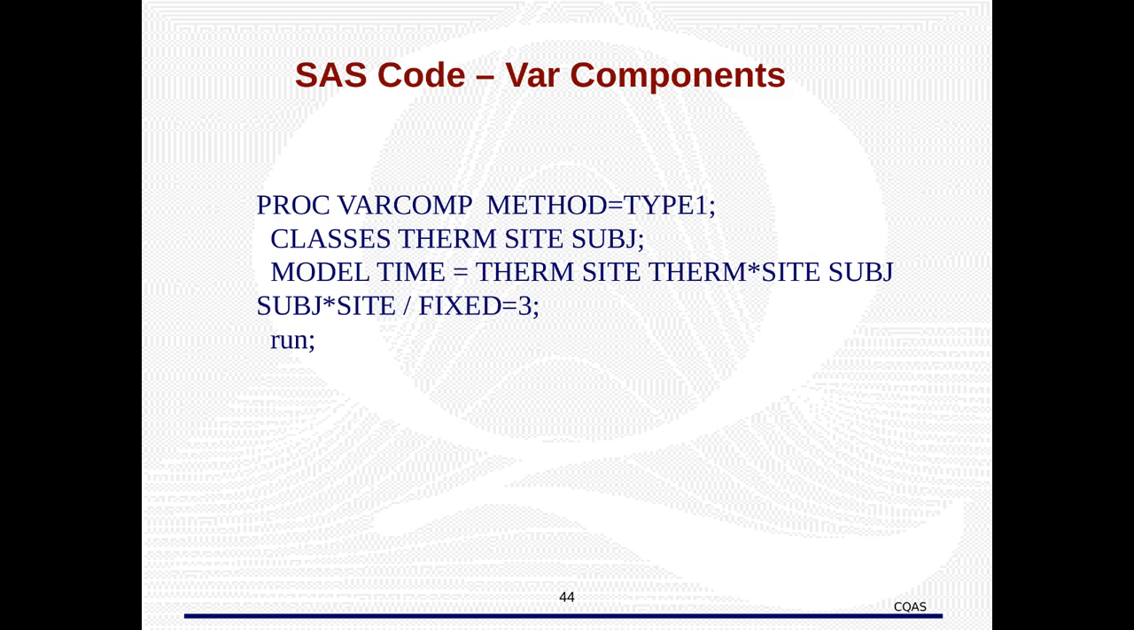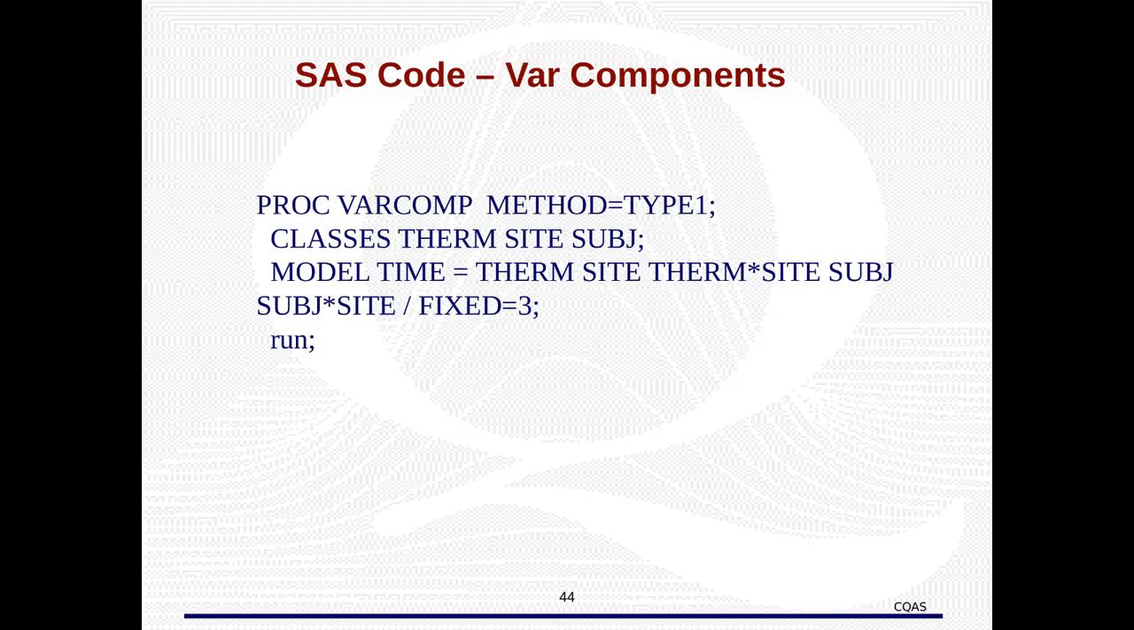Here, we're specifying that the method should be type 1, which is a common approach for estimating variance components. The class statement defines the classification variables, including therm, site, and subj. These variables will be used to estimate the variance components associated with each effect.